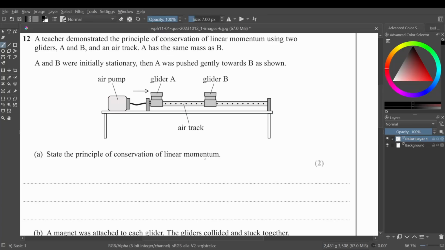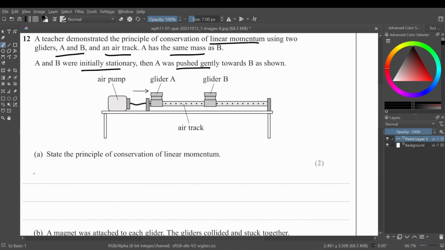Okay, so we have a question right here. It basically says that a teacher demonstrated the principle of conservation of linear momentum using two gliders A and B and an air track. A has the same mass as B. A and B were initially stationary and then A pushed gently towards B as shown. State the principle of conservation of linear momentum. So basically what does the principle say?